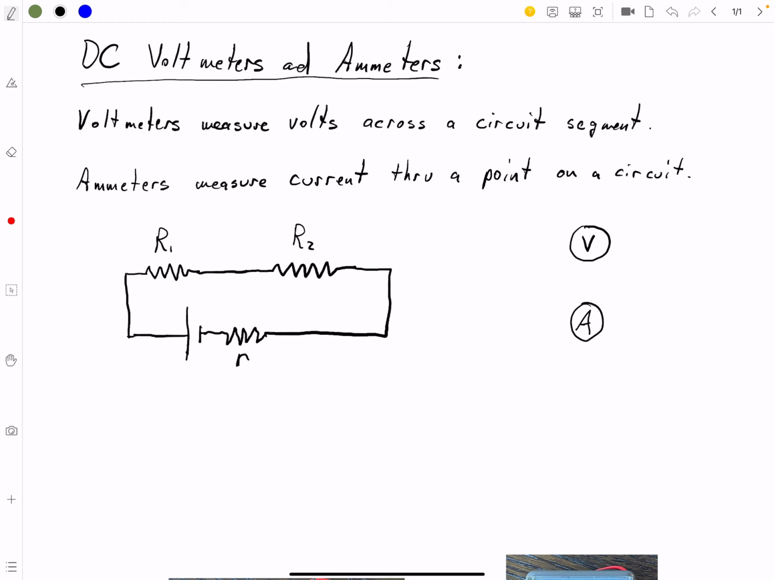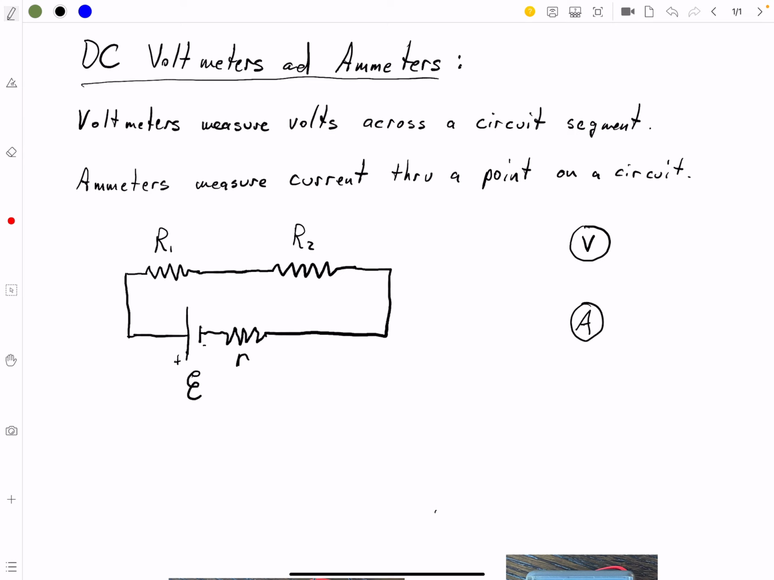Let's get it going. So DC voltmeters and ammeters are next after Kirchhoff's laws, and we use voltmeters to measure volts, of course, across a circuit segment. So we could say, I want to measure the voltage drop across R2, or maybe I want to measure the voltage drop across R1, or maybe I want to learn about the EMF of this battery, and I want to measure that voltage as well.